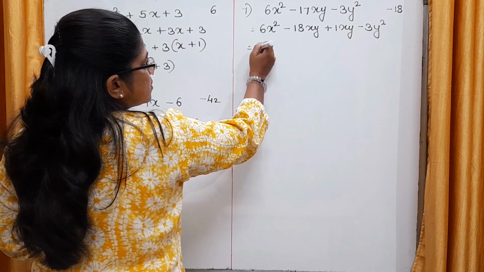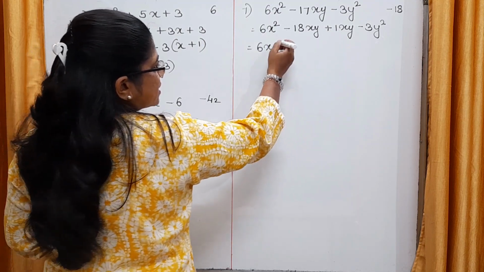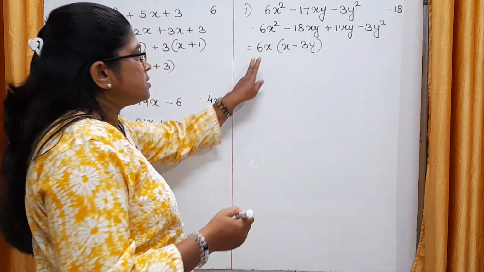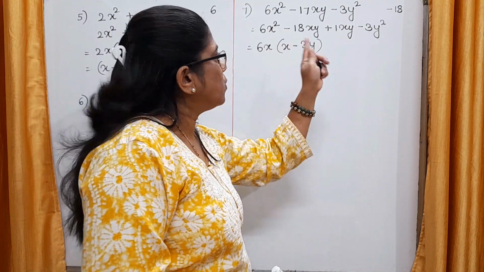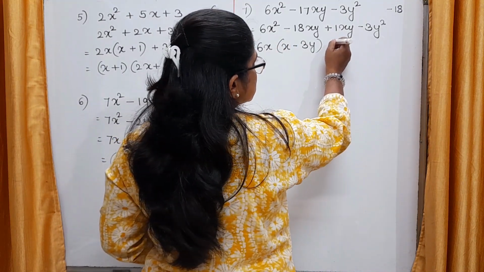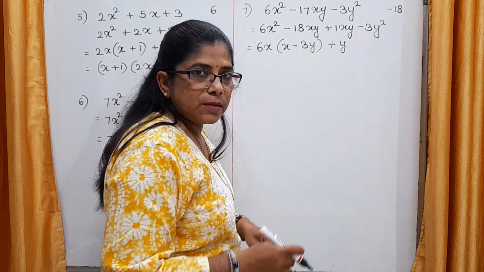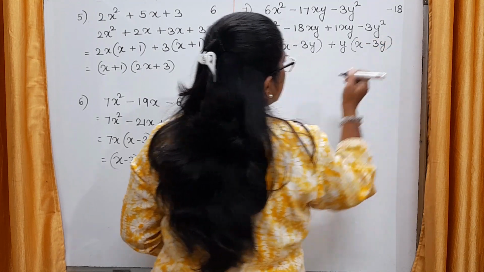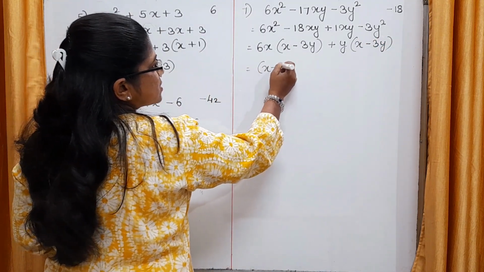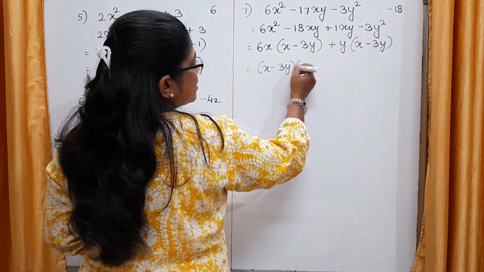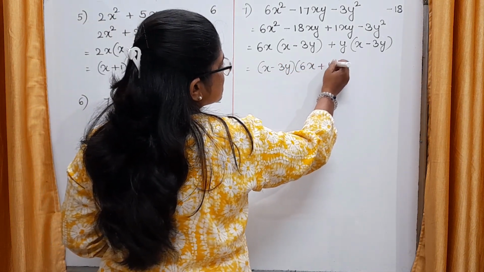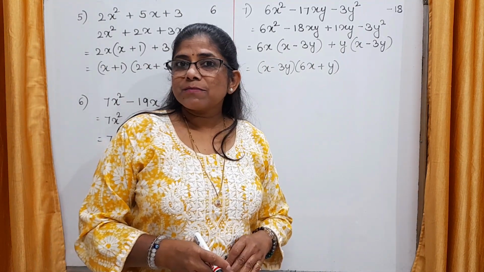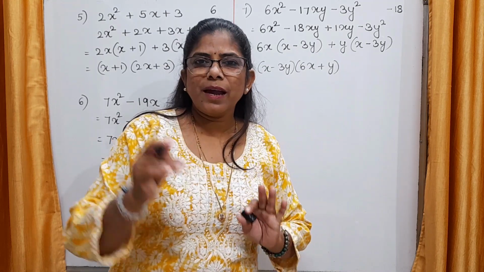Now from here, the common factors are 6 and x. The remaining terms are x - 3y. 6 3s are 18, and the remaining term y also will come there along with this 3. Now in this case, the common thing is only y, and the remaining terms are x - 3y. Now the common bracket is x - 3y and the remaining terms in the next bracket, that is 6x + y. So even this example was a little bit different. Hope you are understanding the concept properly and deeply.